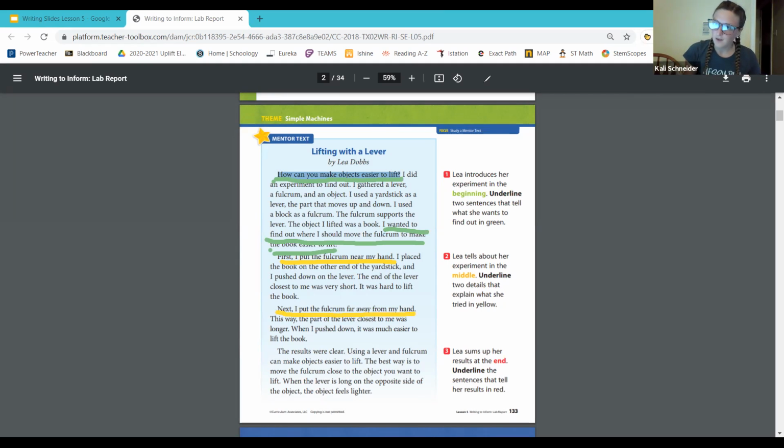Awesome. All right. And in the end, Leah sums up her results in the end. Underline the sentence that tells her results in the end. Let's go ahead and read and find where it states her conclusion or her results. The results were clear. Using a lever and fulcrum can make objects easier to lift. The best way is to move the fulcrum close to the object you want to lift. When the lever is long on the opposite side, the object feels lighter.